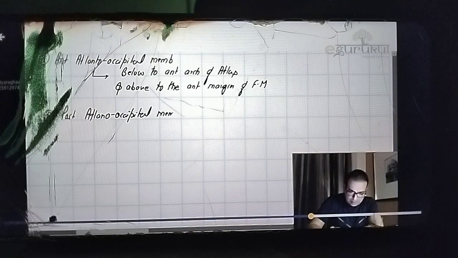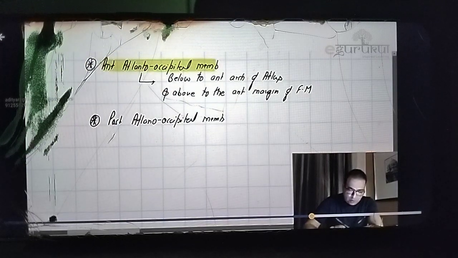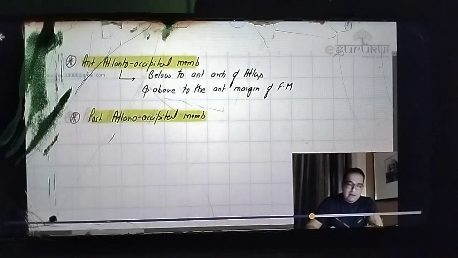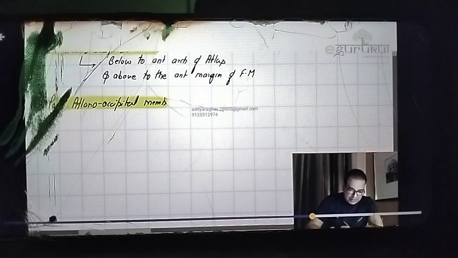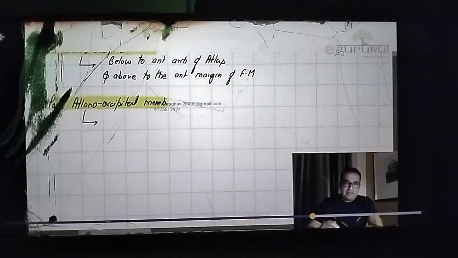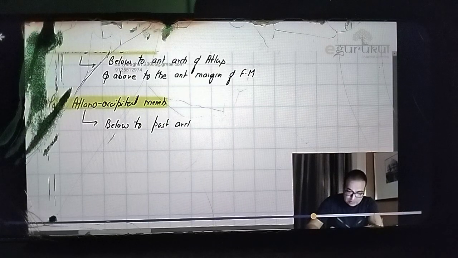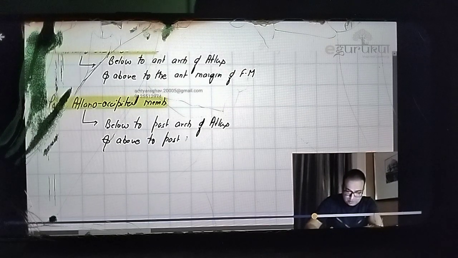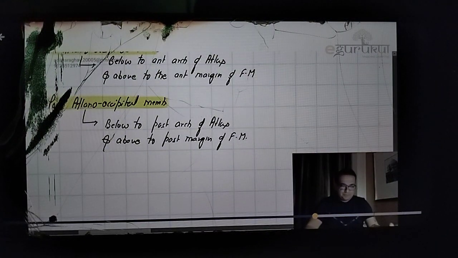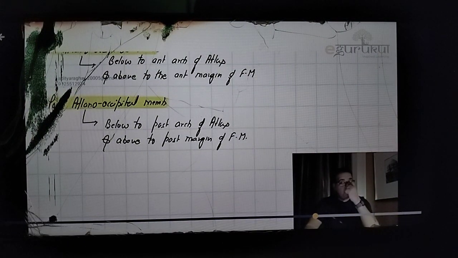atlanto-occipital membrane. These supports are the only supports which are helping the atlanto-occipital joint apart from the capsule. There is no direct ligament for it. These are membranes which are supporting it from the anterior and the posterior side. What about the attachment, guys? Could you help me with the attachment here? Posterior atlanto-occipital membrane. Below it is attached to what? It is attached below to what arch? To the posterior arch of atlas, and above to the posterior margin of foramen magnum.